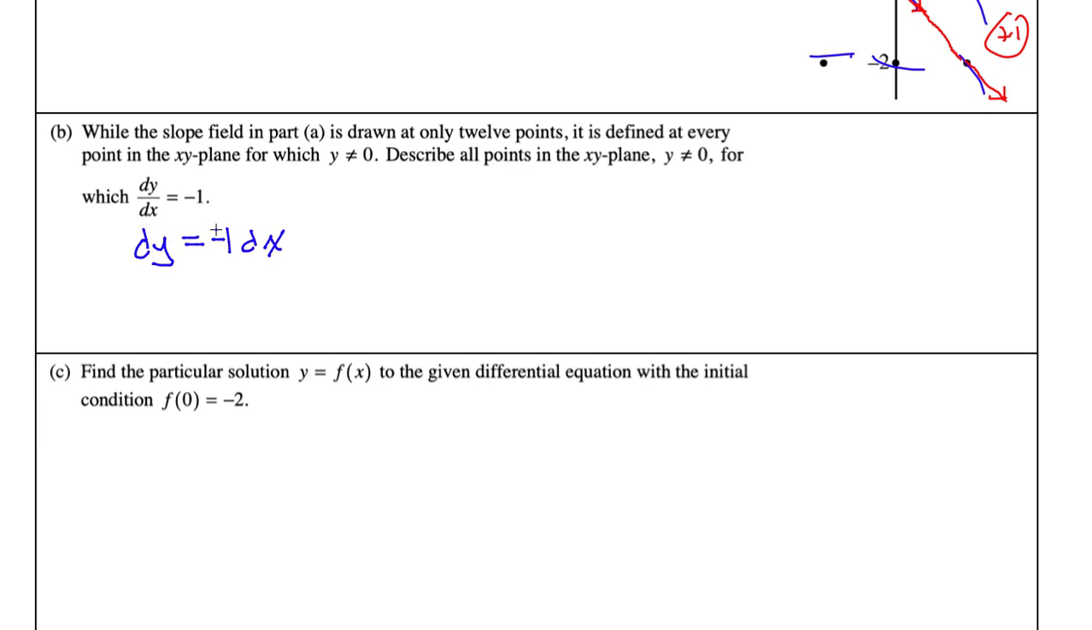So if I do that, I get the integral of dy is equal to the integral of -1 dx. Now actually taking the integral, I get y is equal to -x plus some c. In this case, it's going to be -x, and then how can we figure out that c? I'm blanking on this.